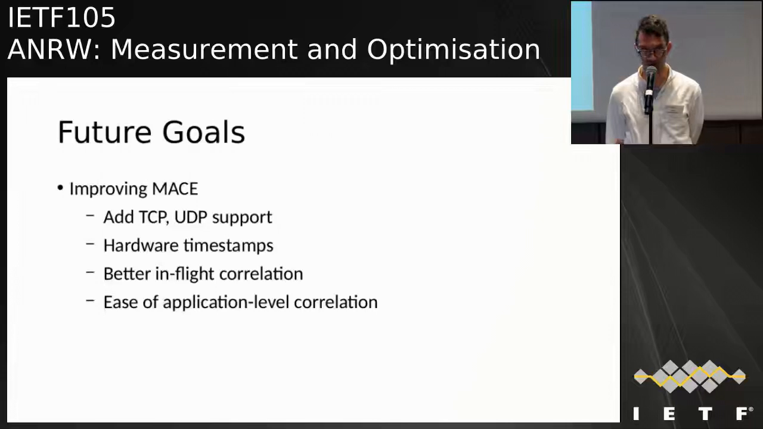We need better in-flight correlation. As I was saying earlier, the correlation that we're using right now requires these really expensive copies. So we need to either stick stuff on the SK buffs or find some other correlation scheme.